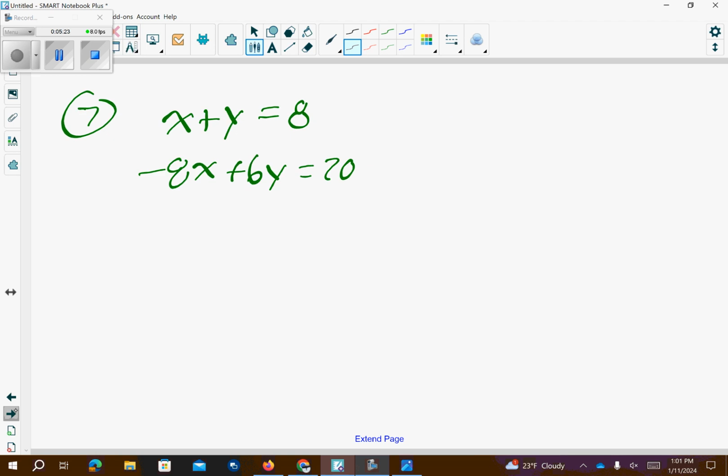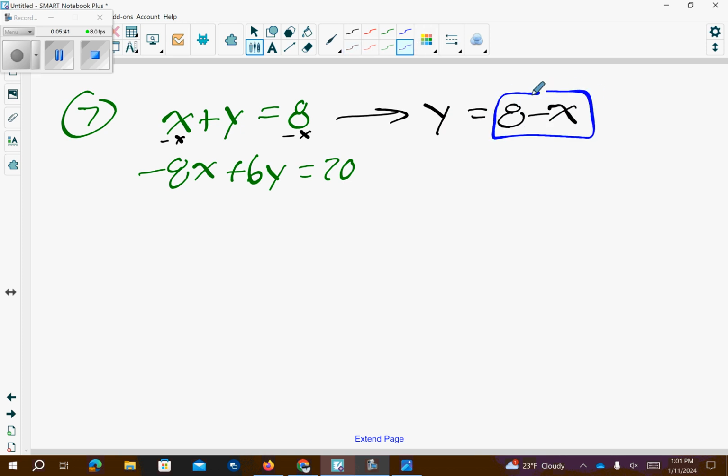Number 7. Notice I don't have a letter solved for. So let's get this as y equals. I'm going to subtract x from both sides, so this is going to become 8 minus x. Now this here is going to plug into right here.